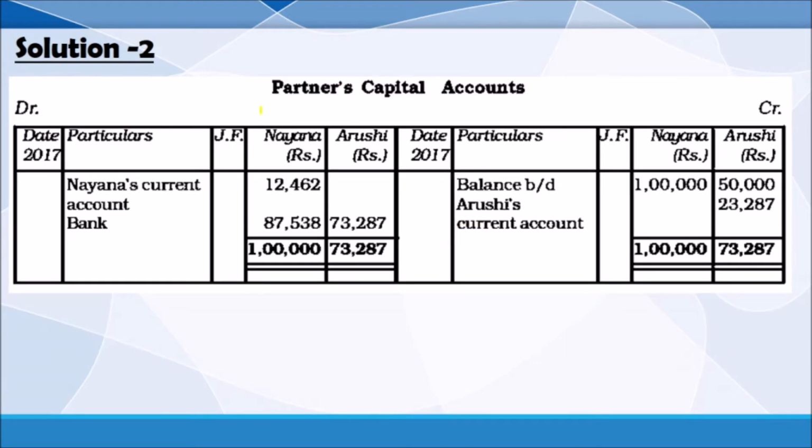So next we have to prepare partners capital account. The opening balances are there from the balance sheet liability side, and the amount transferred from current account. Arishi's amount from the debit to credit side, and Naina's amount from credit to debit side. Remaining amount will be transferred to bank. We will find the total, and the balance amount in the capital will be transferred. For Naina 87,538, for Arishi 73,287.